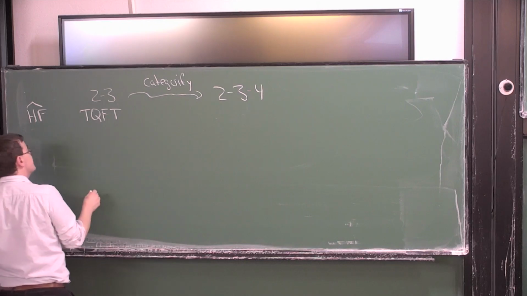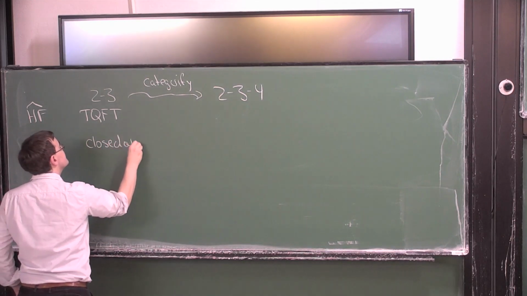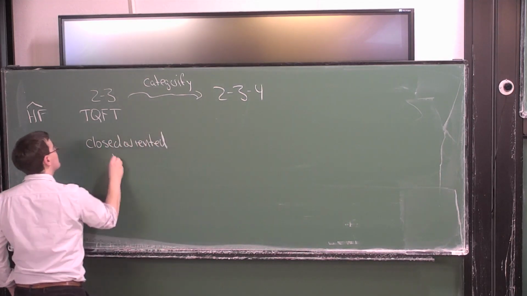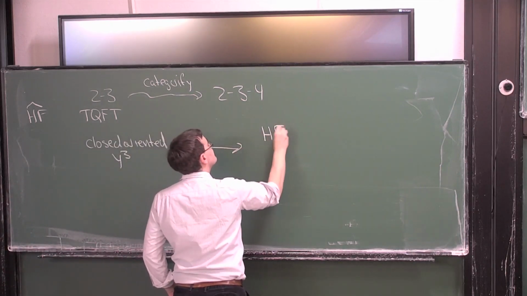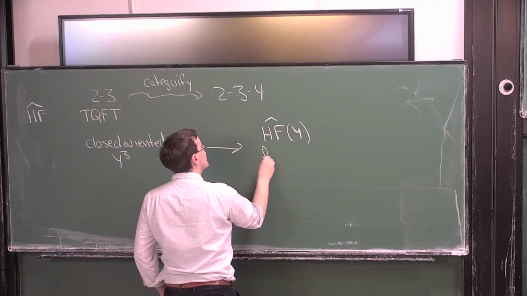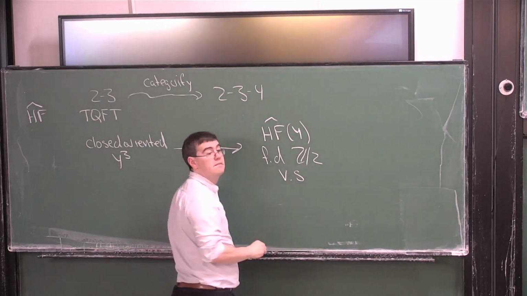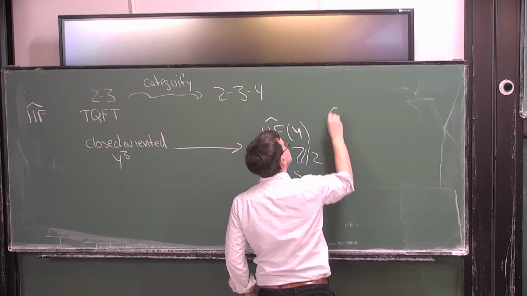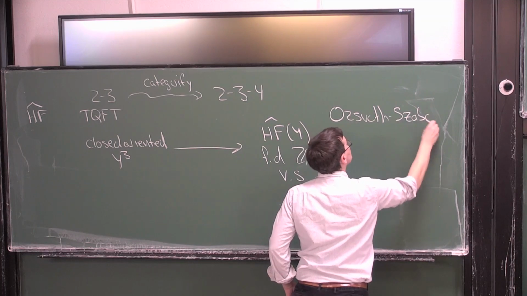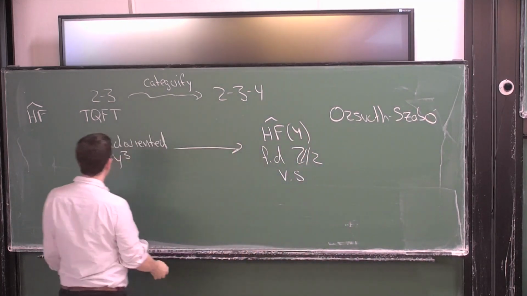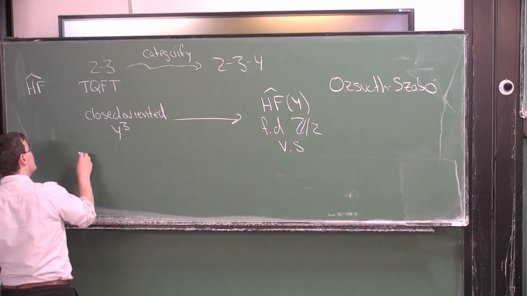And so what does HF hat do? Well, to a closed oriented 3-manifold Y, it assigns, let's say, HF hat of Y. This is a finite dimensional vector space over Z mod 2. This was constructed by Ozsváth and Szabó about 20 years ago. And okay, so it's supposed to be a TQFT, so I should have maps for cobordisms.